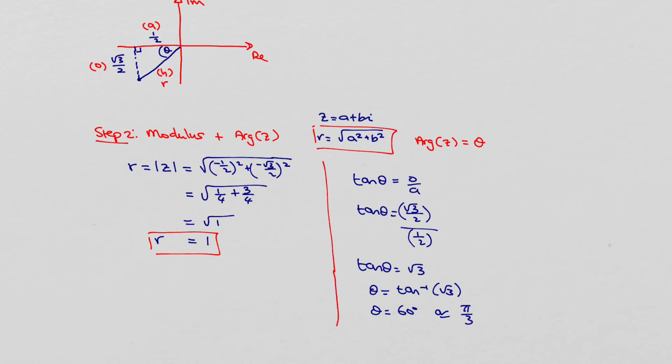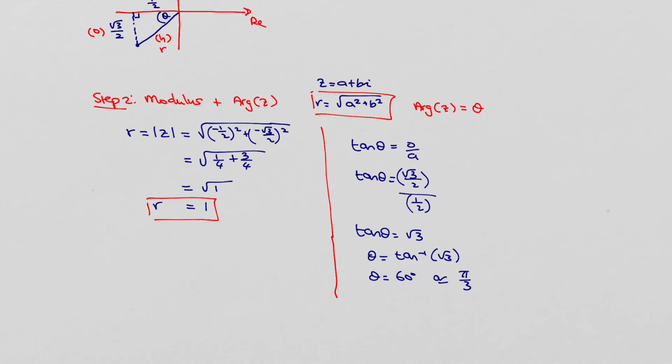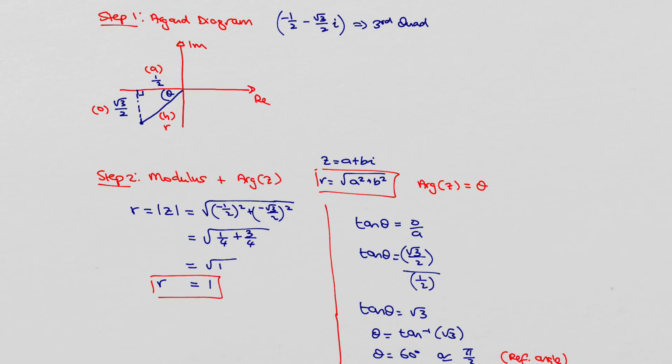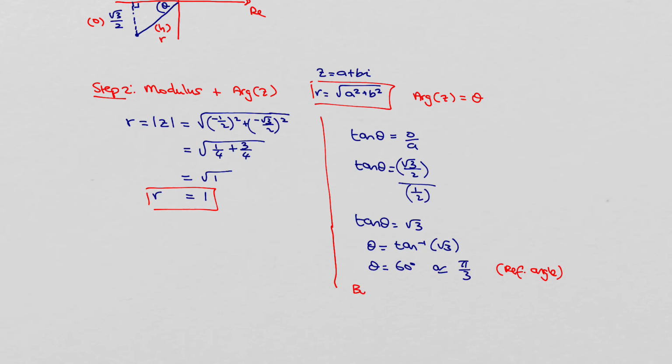However, this is where we always have to be careful. That's our reference angle, and we have already established at the very top here that we're looking at the third quadrant. So we have to say, but third quadrant. So what's our rule for the third quadrant? Well, it's 180 plus theta. So therefore that means it's going to be 180 plus 60. So our argument of the complex number is 240 degrees.